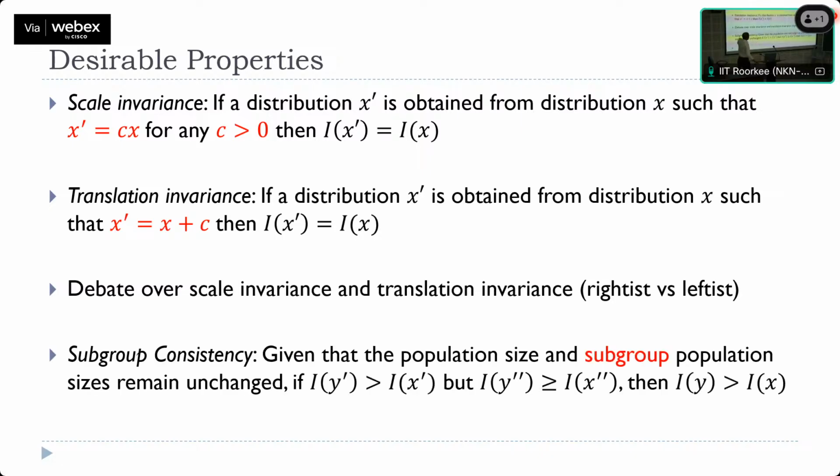Okay. And then the subgroup consistency idea is the same. If you have two subgroups, and you have no change in inequality in one subgroup, but increasing inequality in another subgroup, overall inequality should go up. Again, the Gini coefficient violates it. It is possible that there is no change in inequality in one subgroup, inequality goes down in another one, and overall inequality for the Gini coefficient can go up. Ought to be careful.